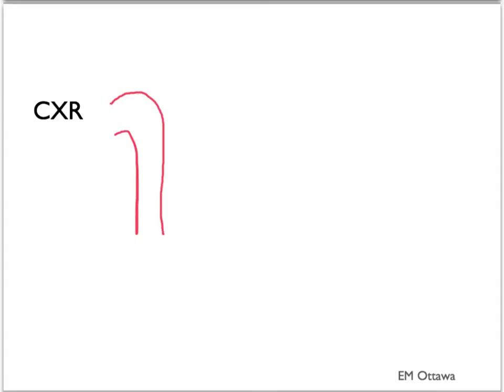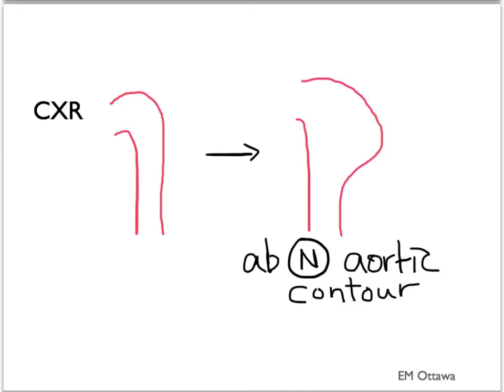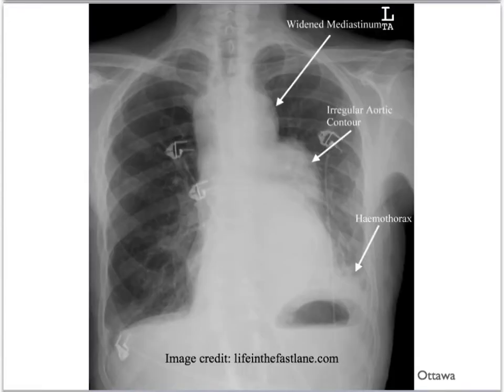In an aortic dissection, the normal contour of the aorta is also being distorted. On a chest X-ray, it will look like this. You can see the irregular aortic contour. There's also a widened mediastinum as well. In some patients, they'll have a unilateral pleural effusion.